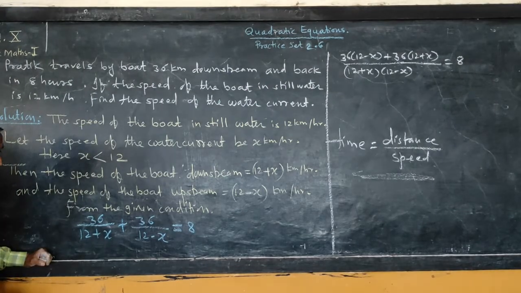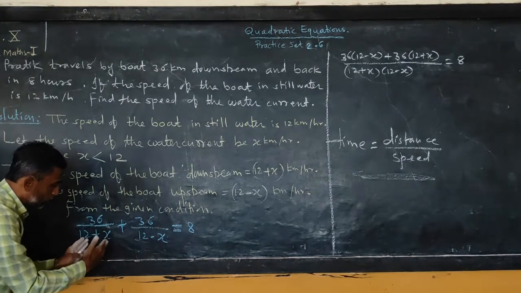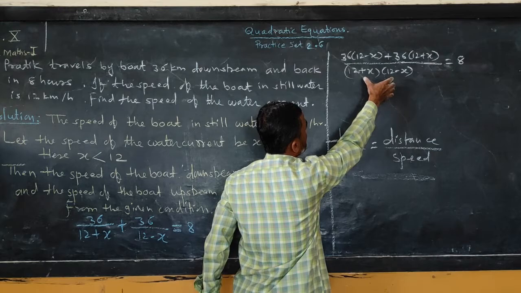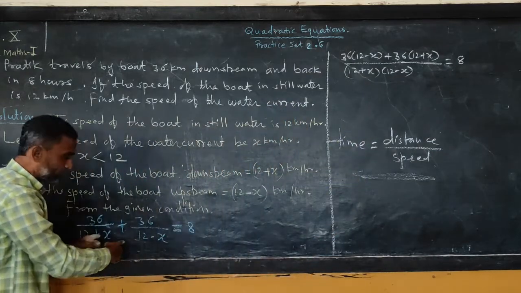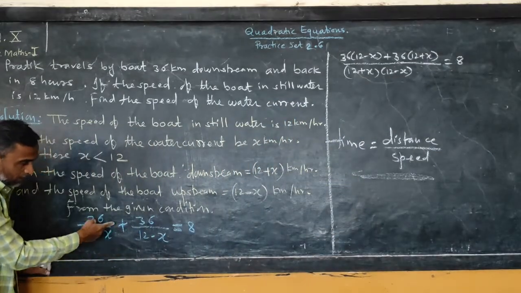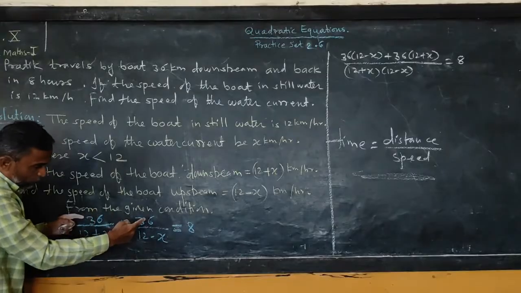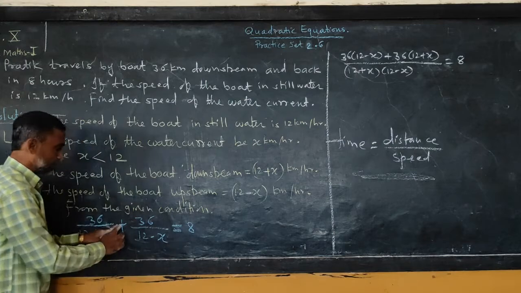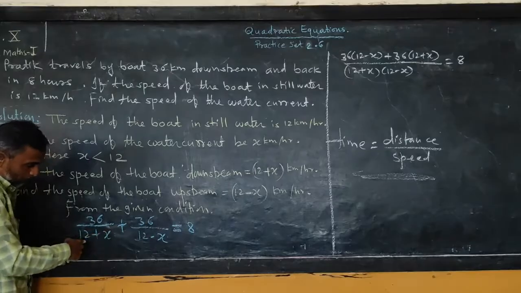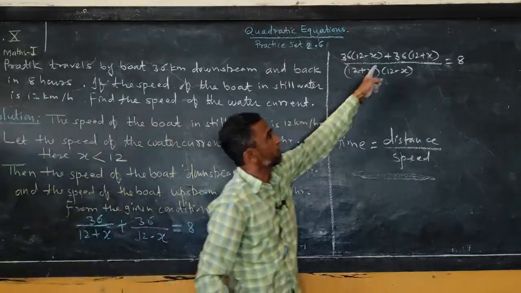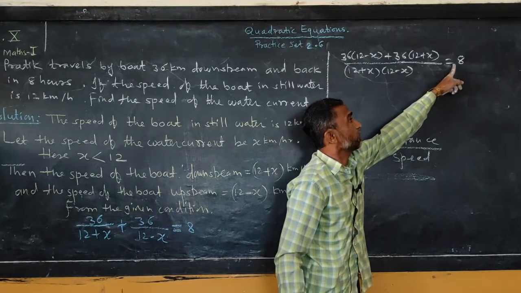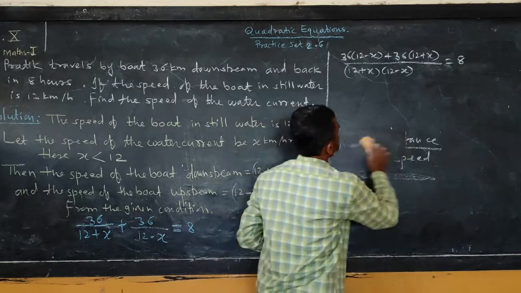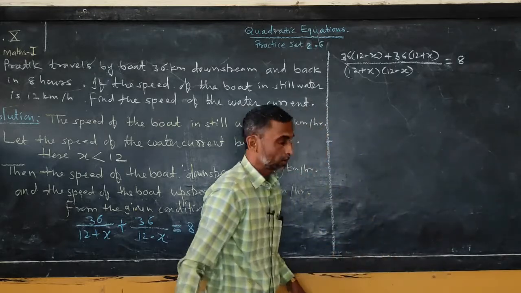So, simplify it. Make the LCM of these two, 12 plus x into 12 minus x. This is the LCM of these two. Do the cross multiplication in the numerator: 36 into 12 minus x plus 36 into 12 plus x is equal to 8, as it is. Now simplify the denominator and numerator also.